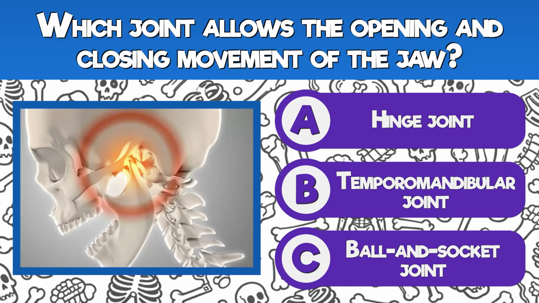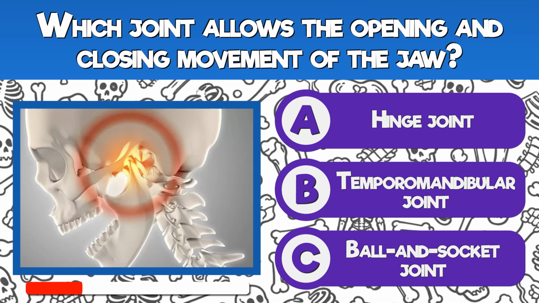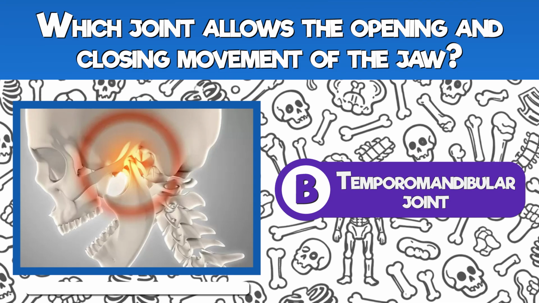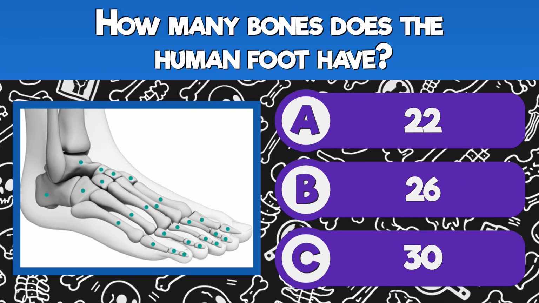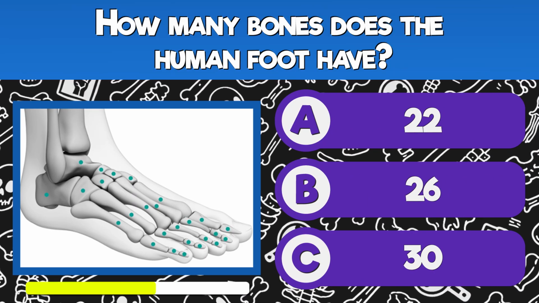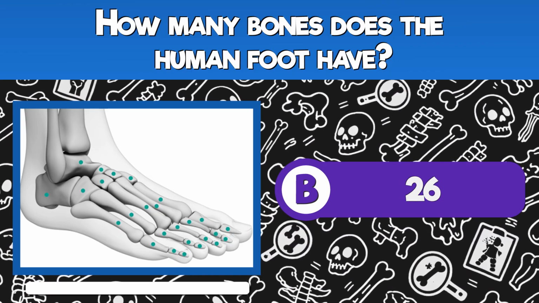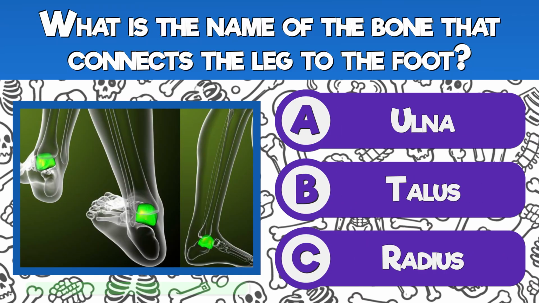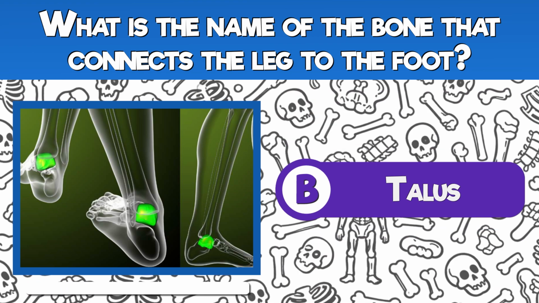Which joint allows the opening and closing movement of the jaw? The temporomandibular joint. How many bones does the human foot have? 26 bones. What is the name of the bone that connects the leg to the foot? The talus.